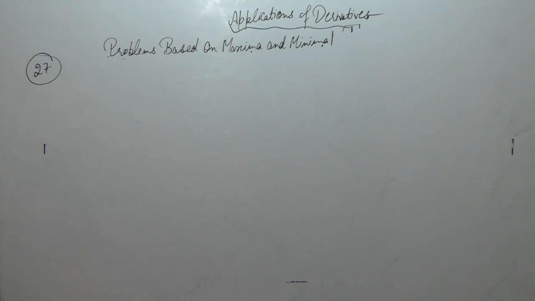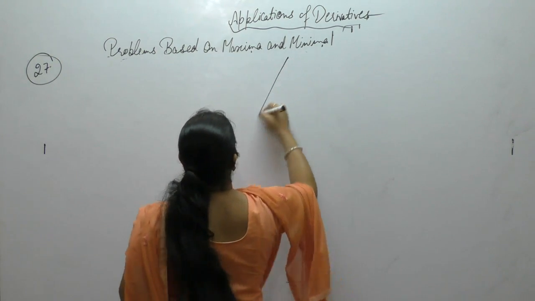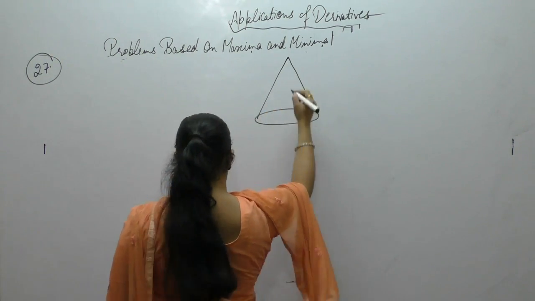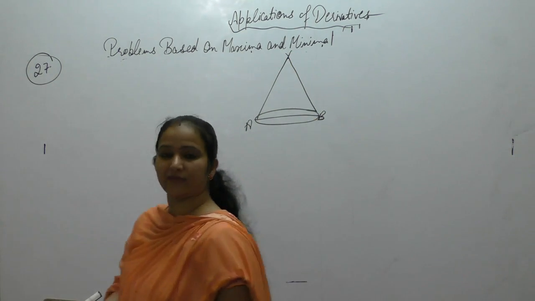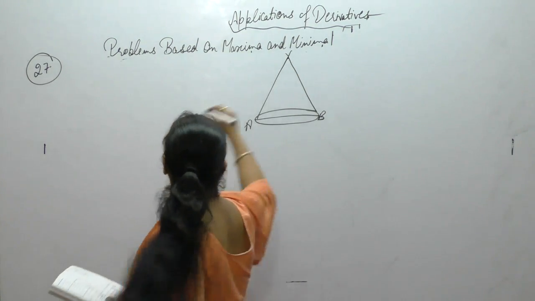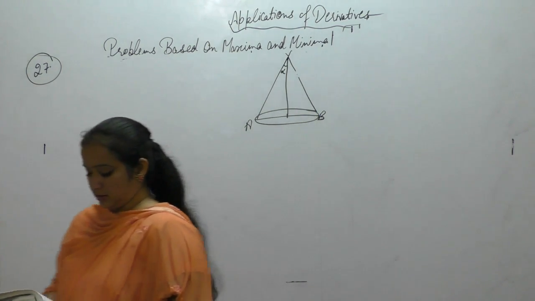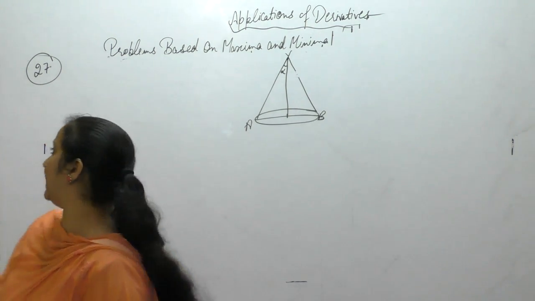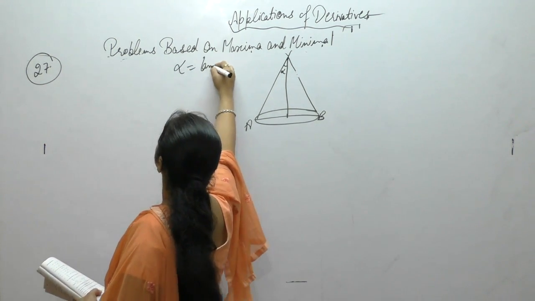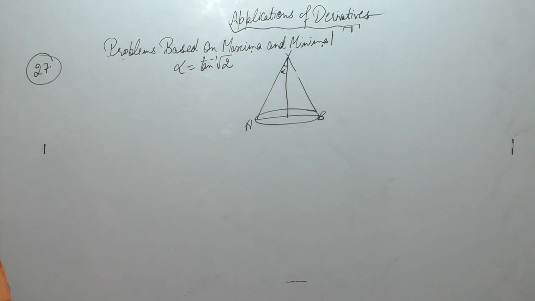Next one, show that the semi-vertical angle of cone, let this is a cone VAB. Show that the semi-vertical angle of cone of maximum volume and given slant height is, we have to prove that this semi-vertical angle is equals to this. Now let alpha be the semi-vertical angle of cone.